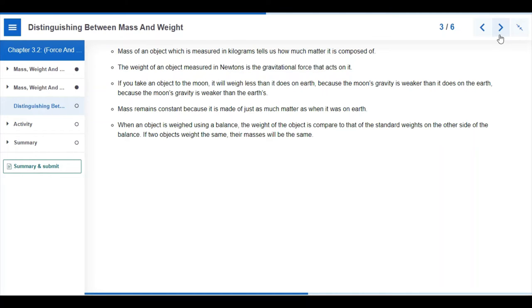Mass remains constant because it is made up of just as much matter as when it was on Earth. When an object is weighed using a balance, the weight of the object is compared to that of the standard weight on the other side of the balance. If two objects weigh the same, their masses will be the same.